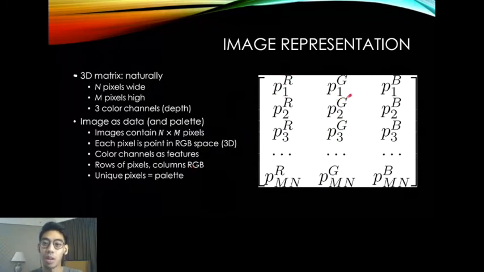So we have pixel 1, the red channel, pixel 1, the green channel, pixel 1, blue channel, pixel 2, red channel, green channel, blue channel, pixel 3, red channel, green channel, blue channel, and so on until pixel MN, red channel, green channel, blue channel. So we can string it out in this really long matrix, which is like MN by 3, right? So it's a very long matrix usually.